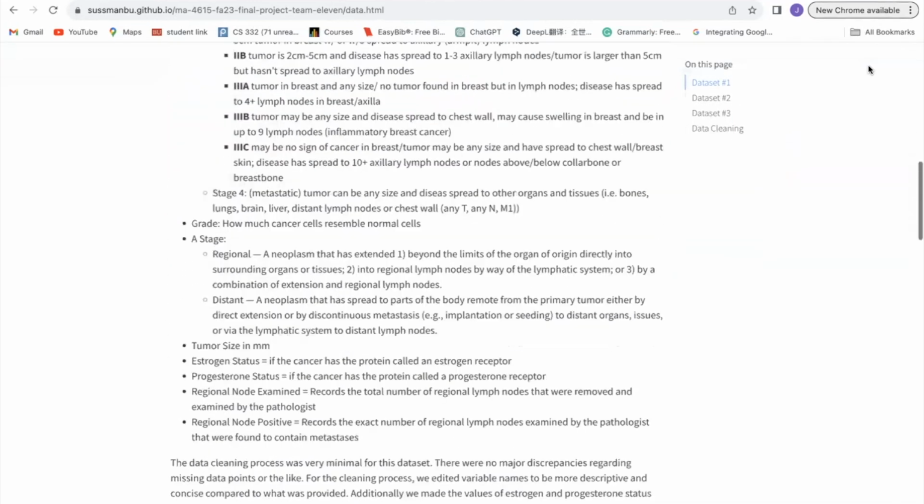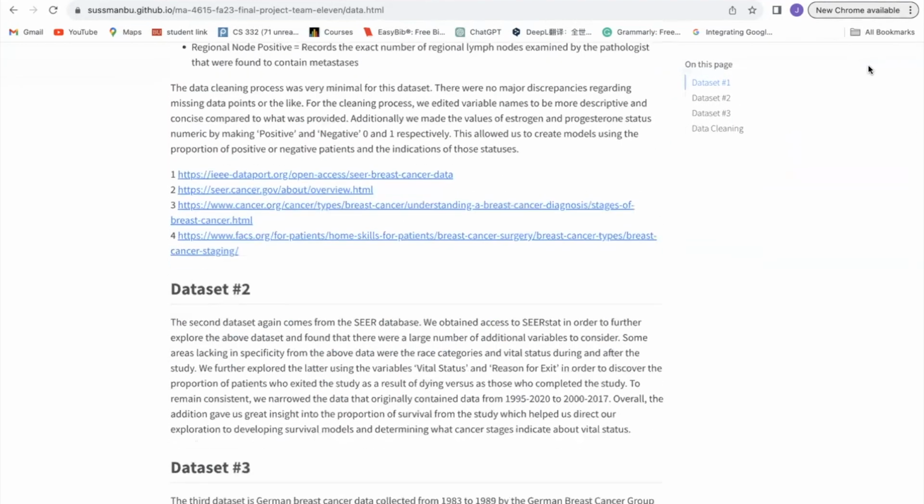And then we have the second dataset. It's also from the SEER database, but it has a large number of additional variables to consider. So especially we use the risk categories and vital status in this dataset.